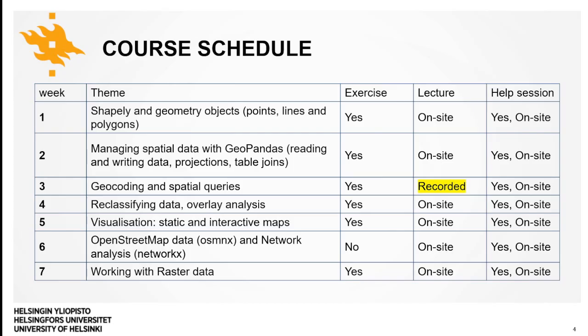And each week we have an exercise. The only exception is week 6, so there is no exercise. You get a break from doing exercises. That's the week where we are talking about OSM, getting data from OpenStreetMap. We are meeting every week on site. The only exception is the 3rd week, which is, I guess, 12th of November. So there won't be any lecture on Wednesday. I will instead provide you with a recording of the lecture, and we will be more active on Discord in case you need support. But the help session will always happen every week. So that's the overall structure of the course.